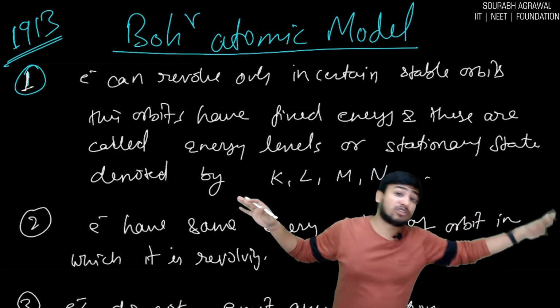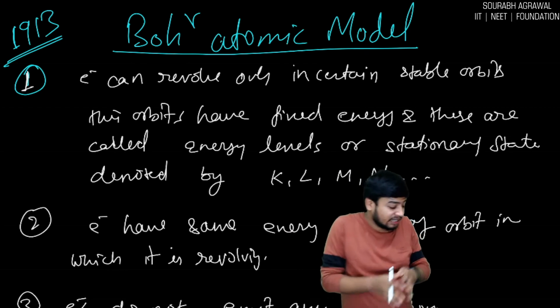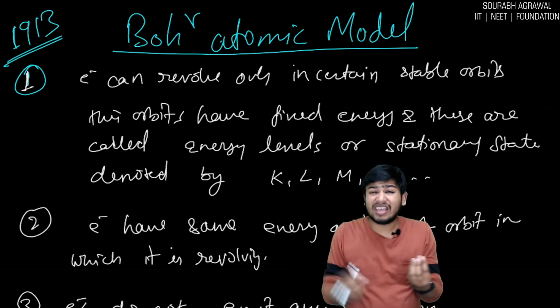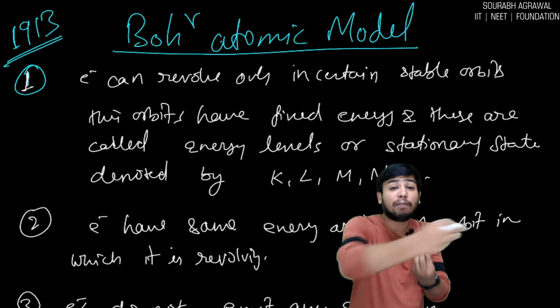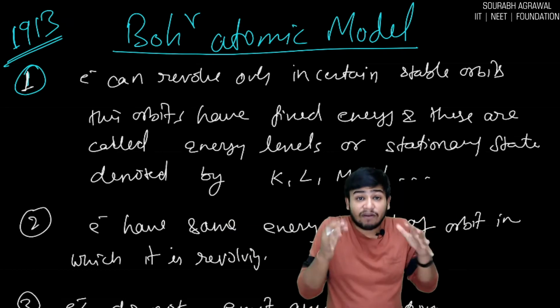What are the drawbacks of Rutherford's model? Two drawbacks. For that, who came? Bohr came, 1913. And he said that these electrons are not revolving in any random path. They are revolving in some particular path, a specific orbit. And that orbit has some fixed energy.